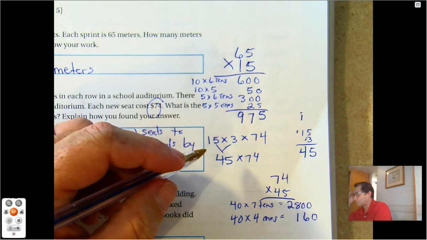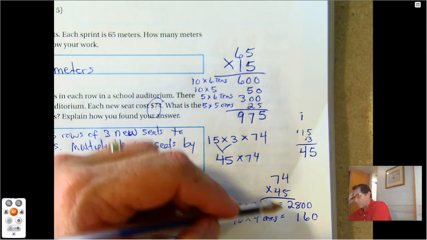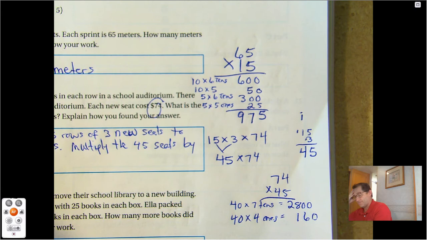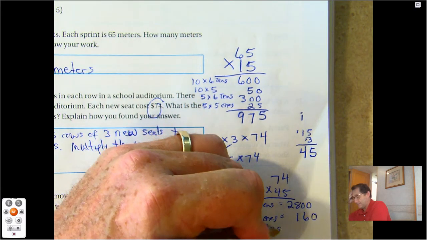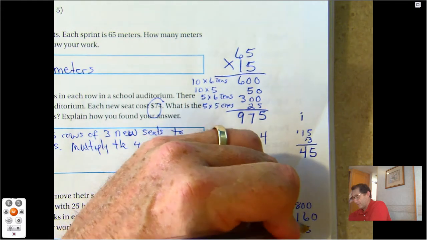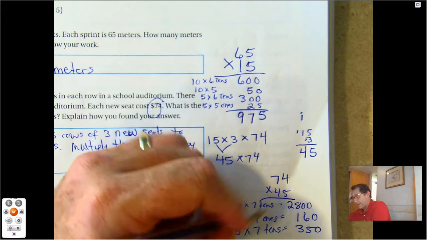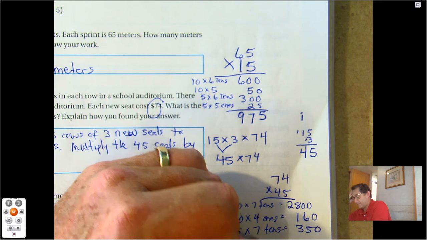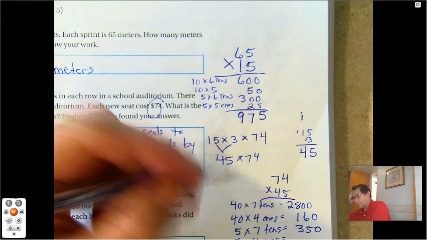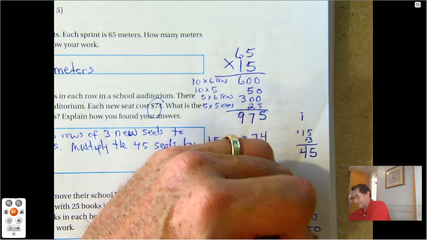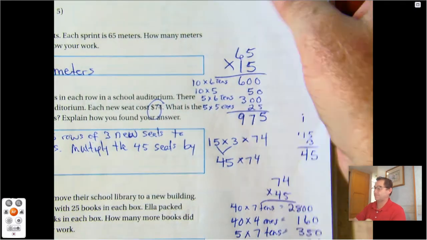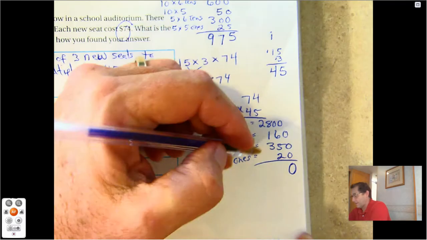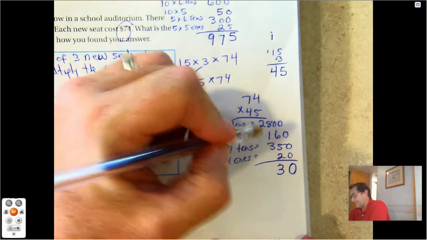We'd have 5 times 7 tens, which is 35 tens, or 350. And finally, we'd have 5 times 4 ones, which equals 20. If we add those up, I have 0 ones. I have 13 tens. I'll regroup that as 1 hundred and 3 tens.